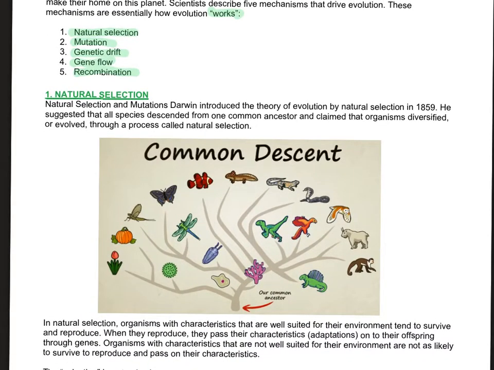Okay, so natural selection is the first one we're going to talk about. You guys have already talked about natural selection, or at least have read about it. So here it is in a more detailed form. Natural selection and mutations. Darwin introduced the theory of evolution by natural selection in 1859. He suggested that all species descended from one common ancestor and claimed that organisms diversified or evolved through a process called natural selection.